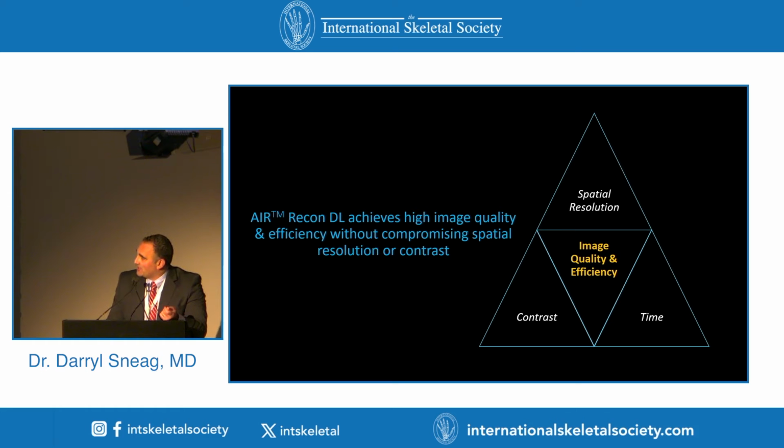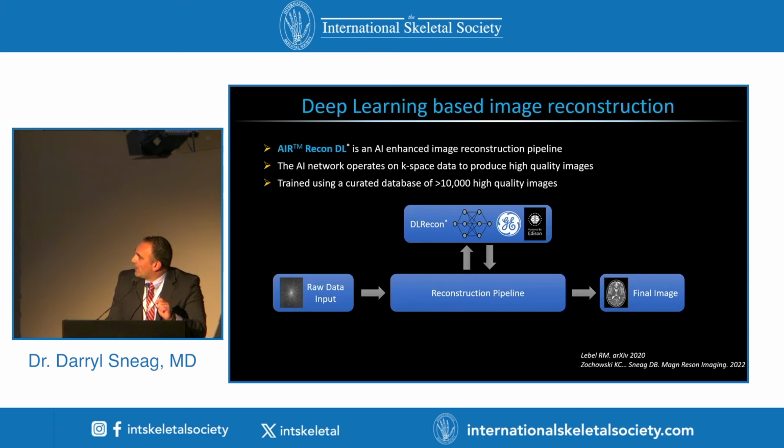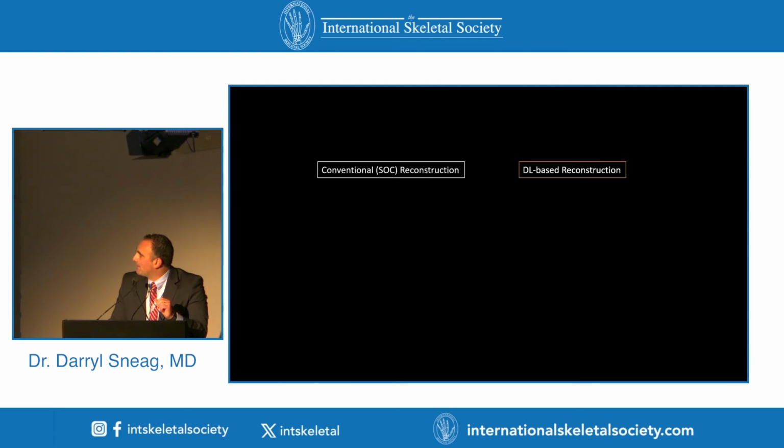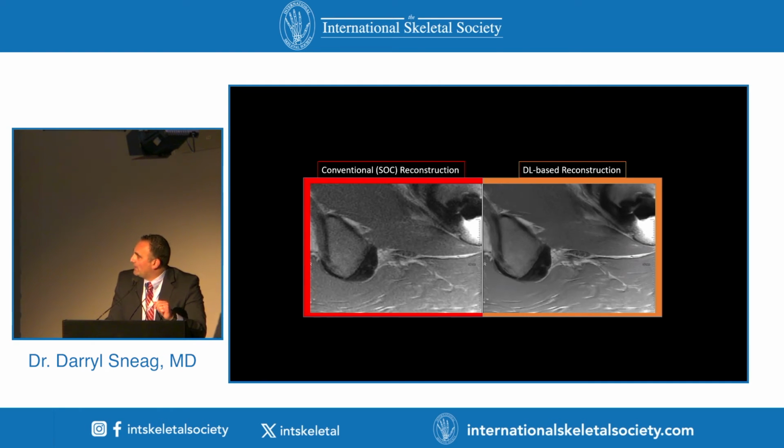AI techniques, such as AIR Recon DL, however, are able to avert this terrible triangle, if you will, or pyramid, by achieving high image quality and efficiency without compromising spatial resolution or contrast. So AIR Recon DL is an AI-enhanced image reconstruction pipeline. It operates on k-space data to produce high-quality images, and it's been trained using a curated database of more than 10,000 high-quality images.